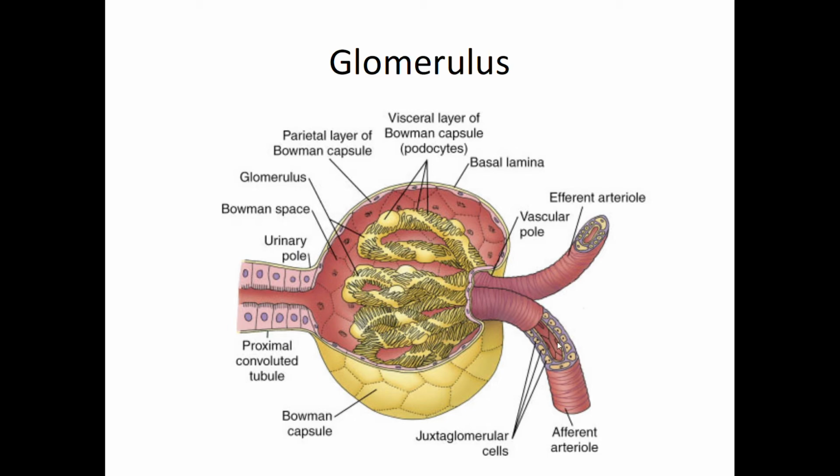So blood is going to come in through the afferent arteriole. It's going to filter out into the Bowman's capsule. We'll talk about the details of that in a moment. And then it's going to be in that capsule, and that's going to go into the proximal convoluted tubule.